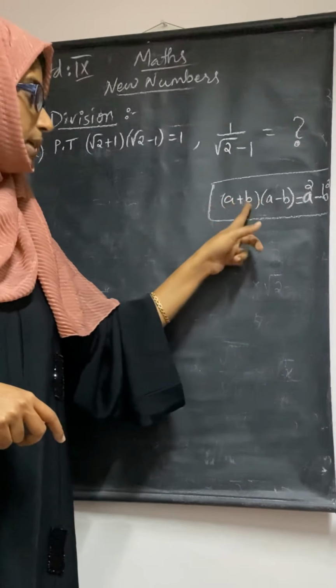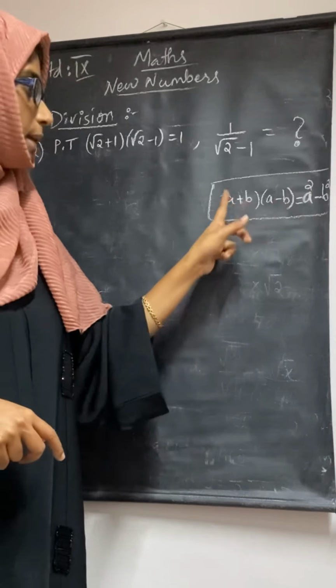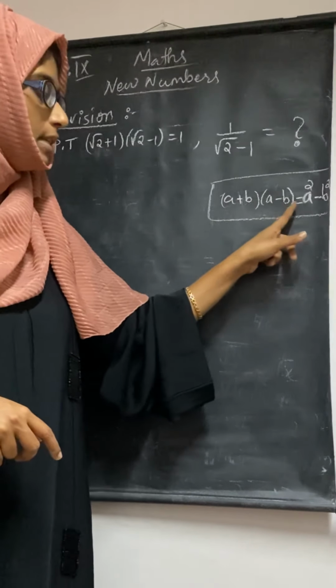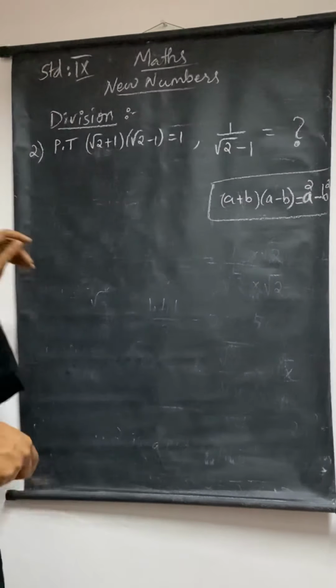That is (a plus b) into (a minus b) is equal to a square minus b square. That is all you have to recall. That's why we studied it in the last year and all.